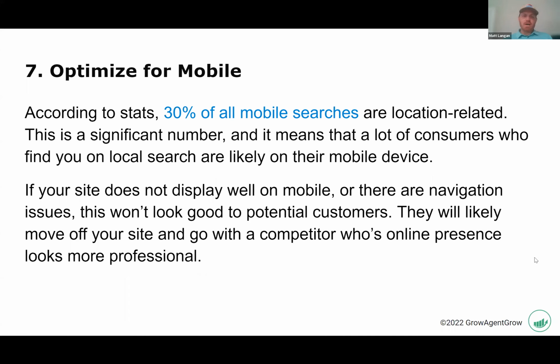Number 7, optimize for mobile. All right, so according to stats, 30% of all mobile searches are location related. This is a significant number, and it means that a lot of consumers who find you on local search are, of course, on their mobile device, right? They're performing that search directly on their iPhone or Android.